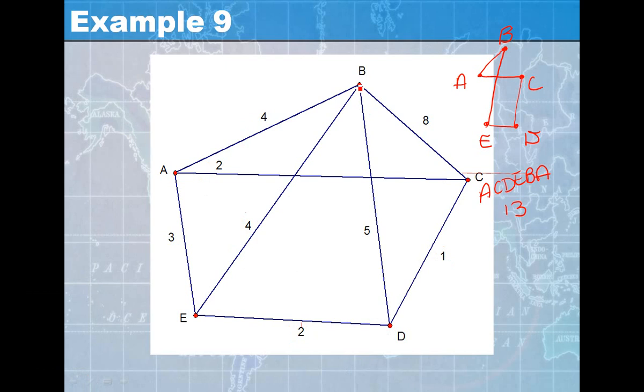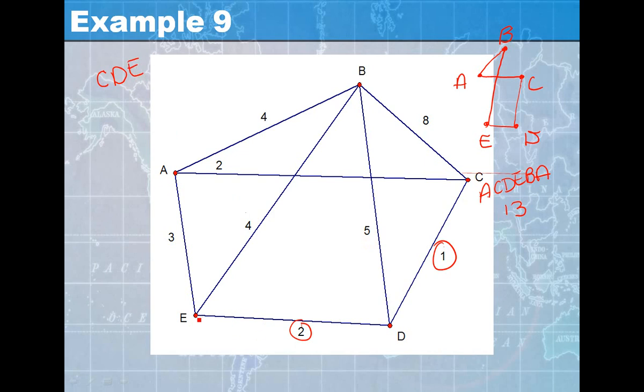So if we start at vertex B, we have a choice of 4, 4, 5, and 8. Well, that's a bad choice. Let's see. How about if we start with C? If we start at C, we have a choice of 8, 2, and 1. So C, we would want to go to D for 1. If we're at D, we look around and we have 5 and we have 2. So E is our best choice.